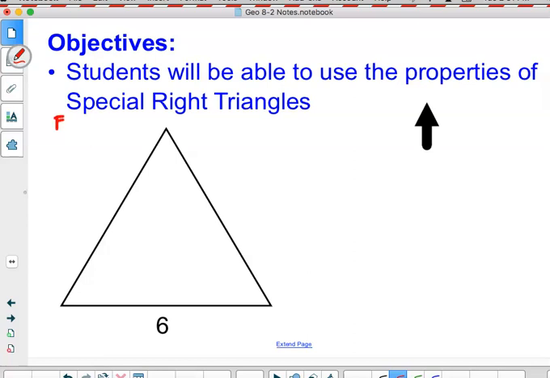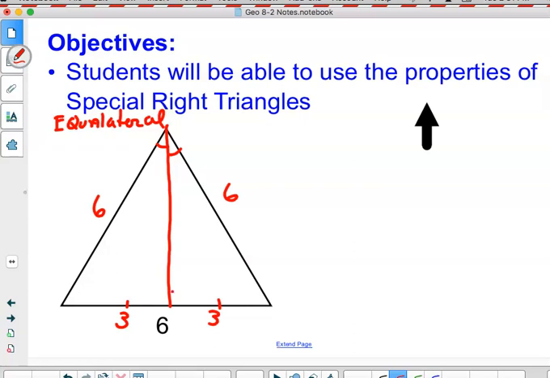This is an equilateral triangle. Now, if I take an equilateral triangle and cut it in half, I put down an angle bisector. I've got this angle congruent to that angle. And I've got to recall that in an equilateral triangle, all the sides are the same. So that means this must be 6 and this must be 6. And if I split this angle in half, I split this side in half. So this and this are the same. So now this is 3 and this is 3.